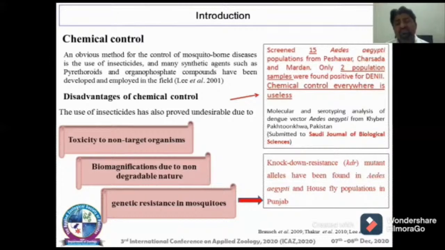The other thing is very interesting and very alarming nowadays. This is genetic resistance in mosquitoes or other insects. One of my students did work on this genetic resistance. There is a gene, the knockdown resistance gene. We found heterozygous and homozygous mosquitoes and housefly populations in Punjab. If there are resistant strains in any given environment, we cannot have any control, so we are wasting our chemicals.